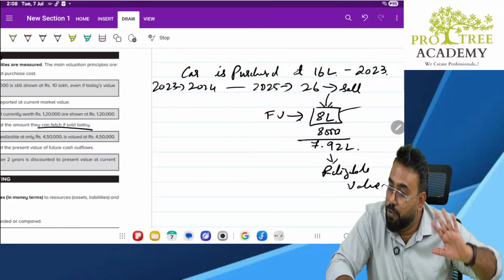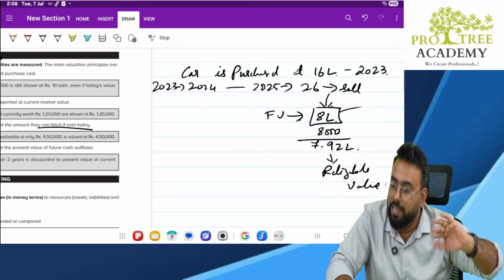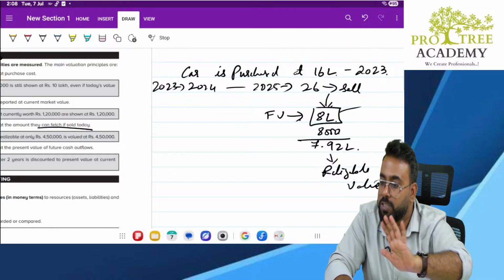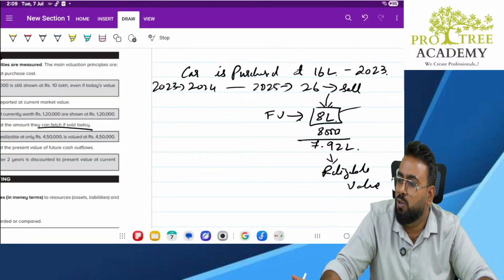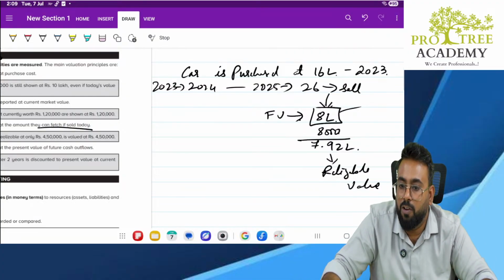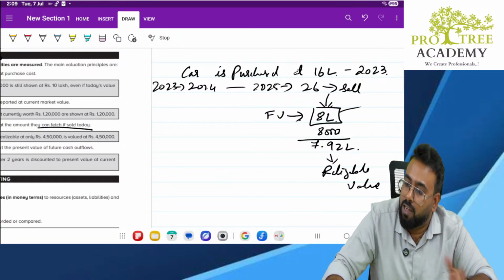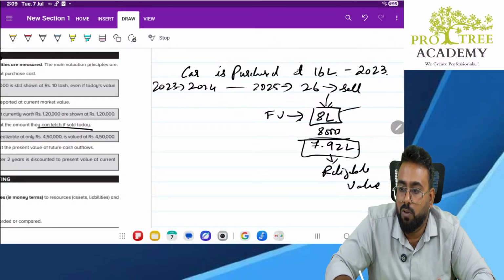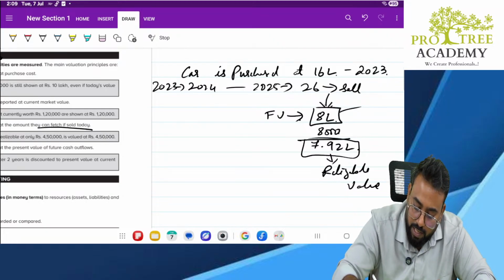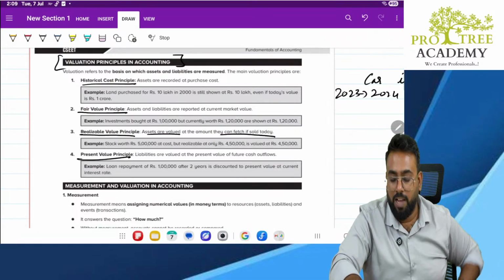You're understanding? So fair value need not mandatorily be realizable value, but in some cases, fair value is equal to realizable value. Suppose I am selling directly to the customer itself. There is no brokerage involved. That time fair value can be equal to realizable value. But if brokerage is involved, how much will I realize? Market price is 8 lakh, but will I realize 8 lakhs? No, I will realize only 7.92 lakhs. You are understanding the difference between fair value and realizable value? So this is fair value, this is realizable value, this is historical cost. Clear? The next one is the present value principle.